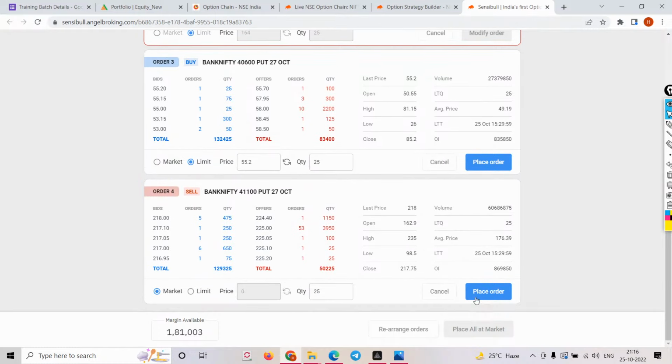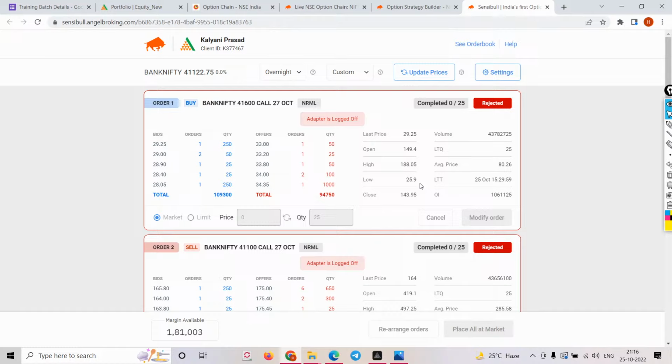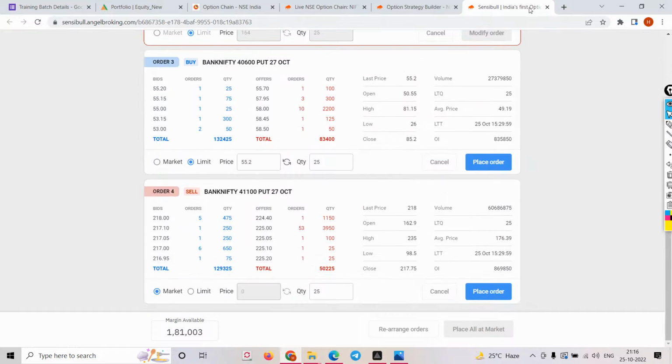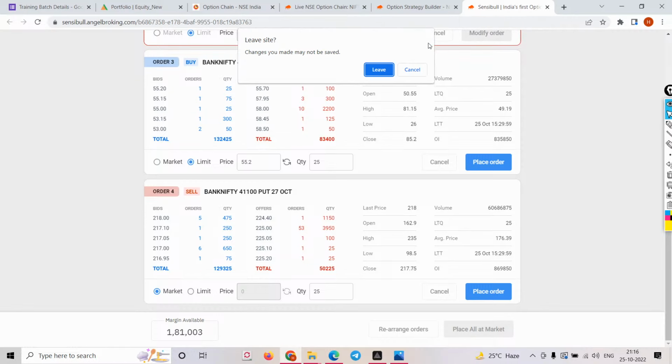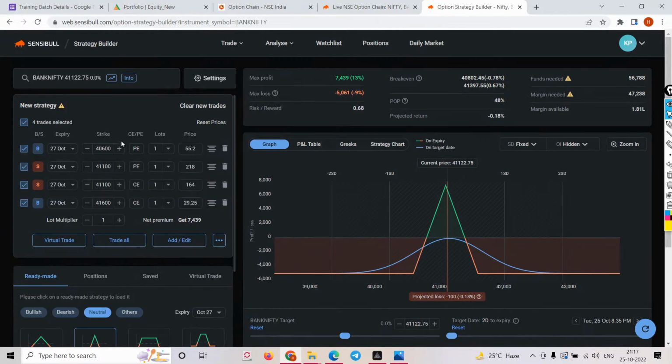Or else you can just go with place all the orders. This is the beauty of Sensible. Someone asked me, Opstra will not help you in terms of placing the orders. Again, I'll show you, it's simple. You just leave this, go and do the analysis. If you're okay with the strategy, reset. You have something called reset price. This is the beauty. This will get the real-time data.